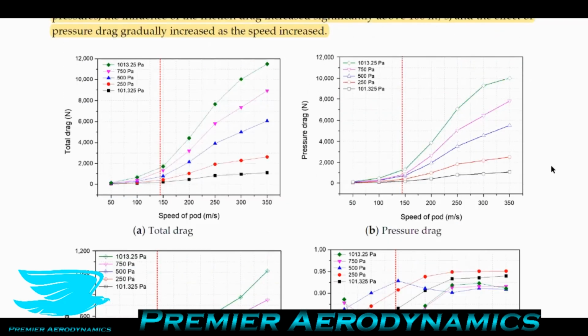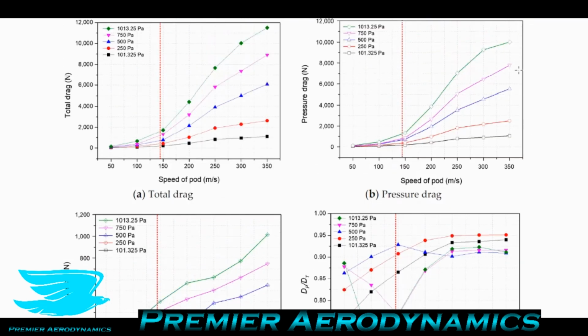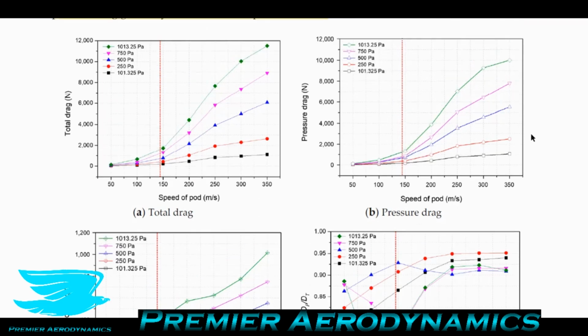One, they have some graphs that show the total drag and also the pressure drag and friction drag at different speeds for different pressure conditions inside the Hyperloop system. Interestingly, as you get to a certain velocity, these drags just skyrocket, and that's because of an increase in the friction drag and also the pressure drag. But the pressure drag makes up most of the total drag, so that's the main culprit.